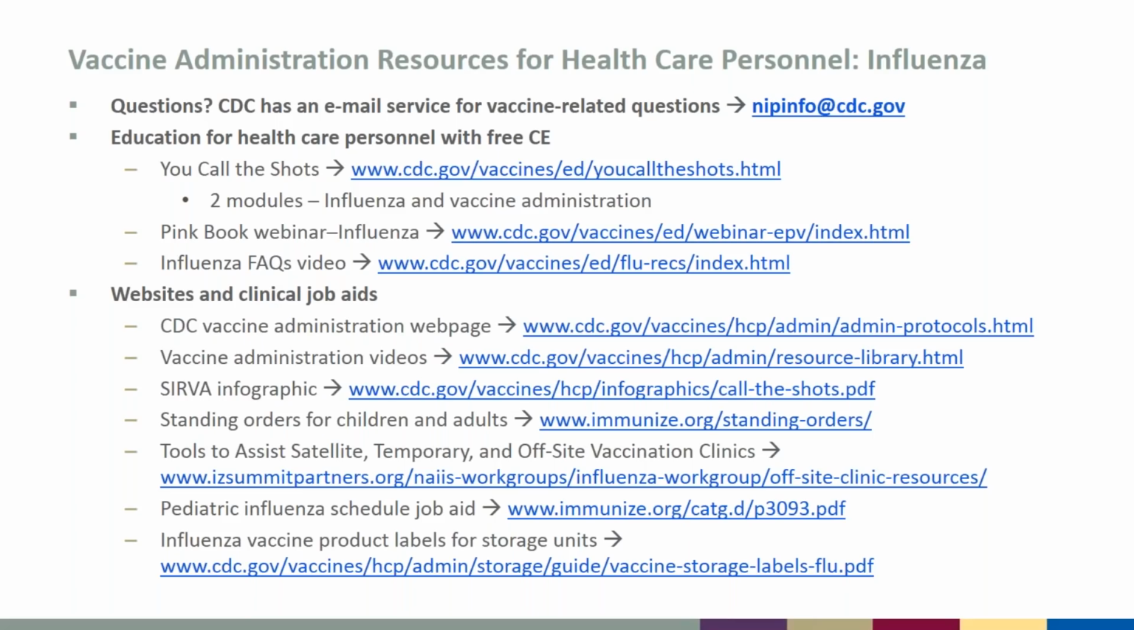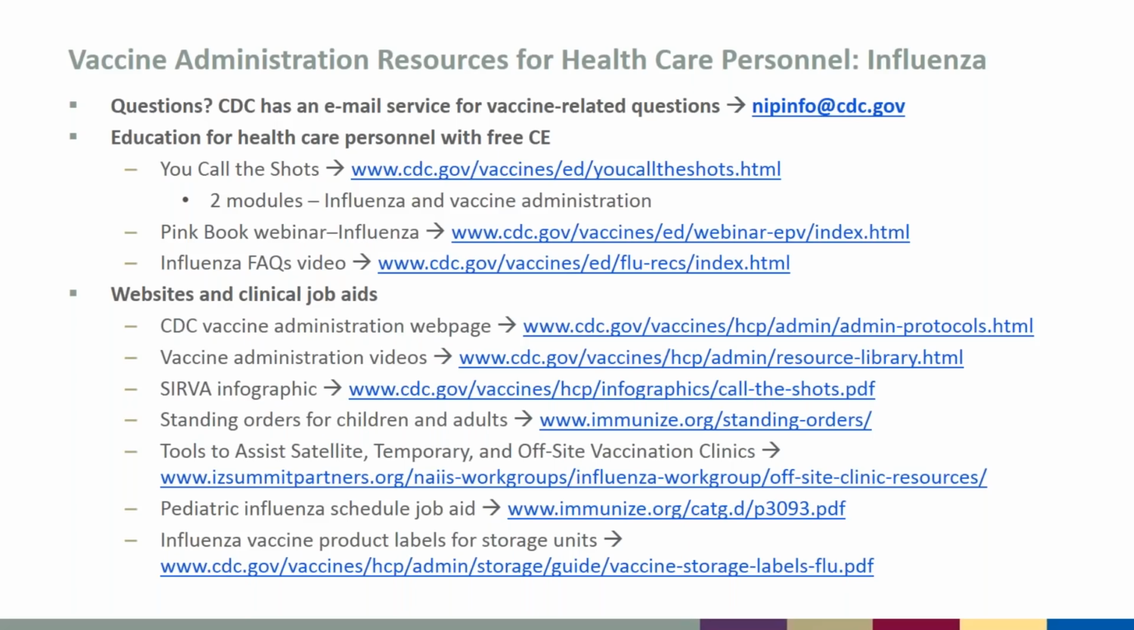So we do have a vaccine administration webpage at CDC that will get you to the vaccine administration video, and also includes videos on different aspects of vaccine administration, from preparation all the way through to giving the injection and documenting the vaccine. We have some infographics that show how to administer the vaccine. We have one specifically on shoulder injury related to vaccination, and then standing orders are available for influenza vaccine for children and adults through the Immunization Action Coalition.